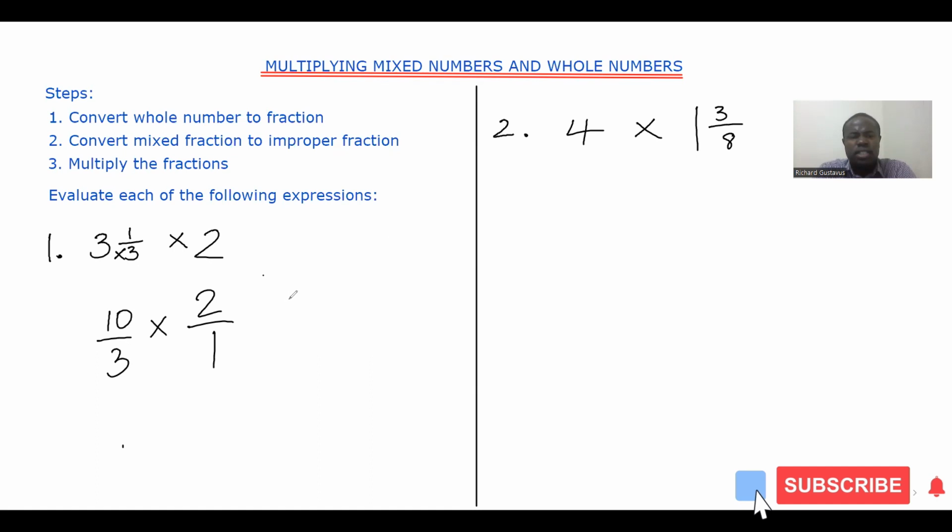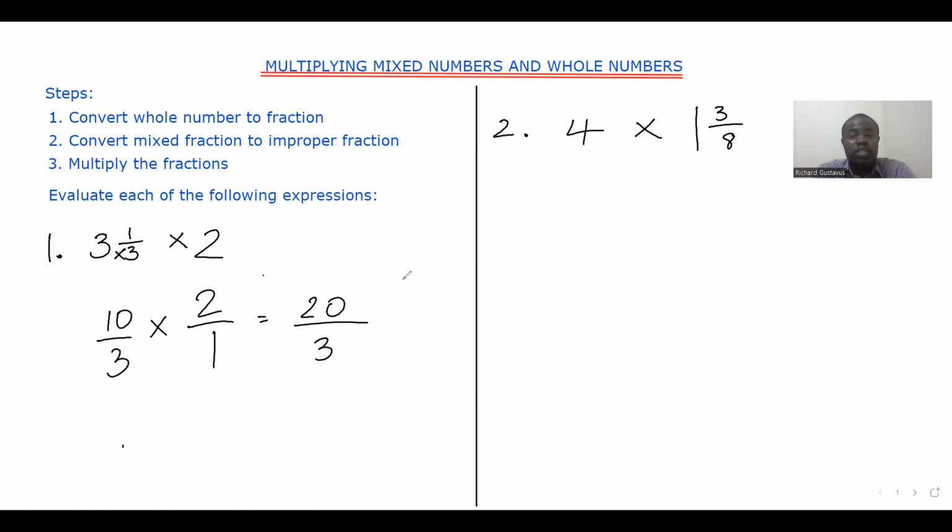After you have your 2 fractions, the next step is to multiply the numerators. The numerators here are 10 and 2. So it is 10 times 2. 10 times 2 will give you 20. And then we multiply our denominators. Our denominators here are 3 and 1. 3 times 1, that will give us 3. Now we have 20 over 3, which is an improper fraction.